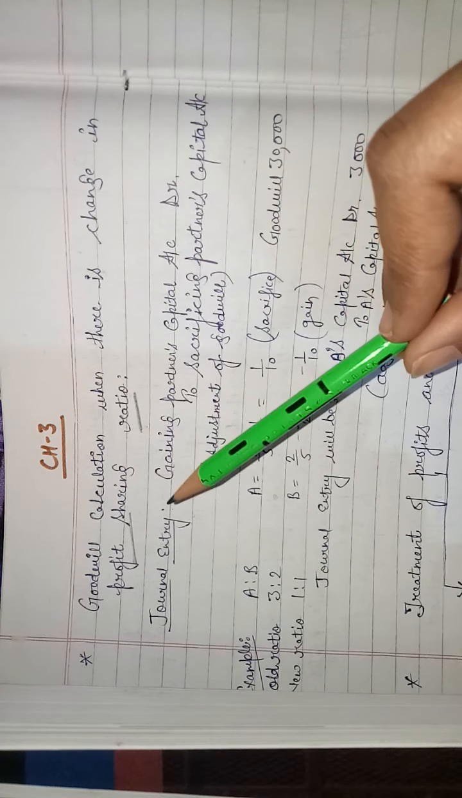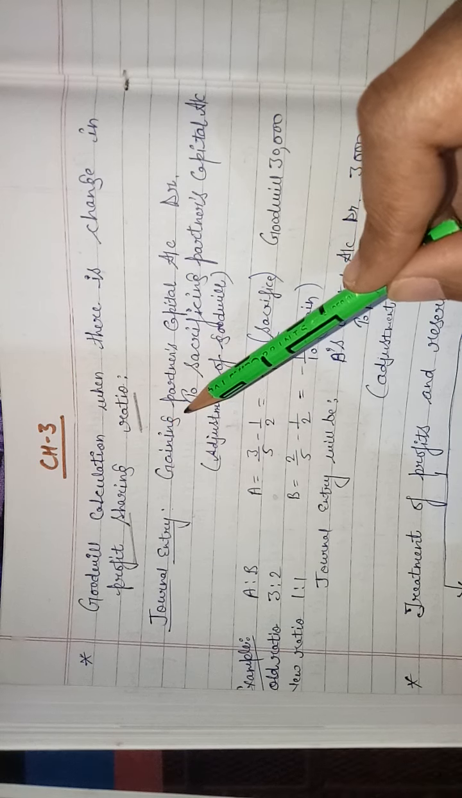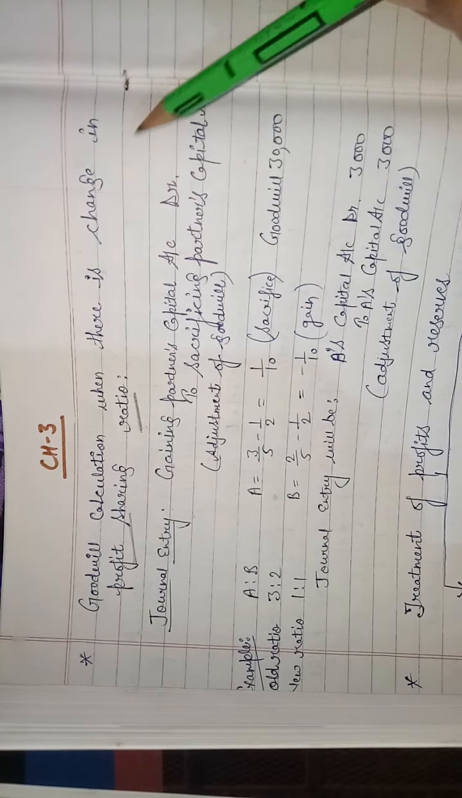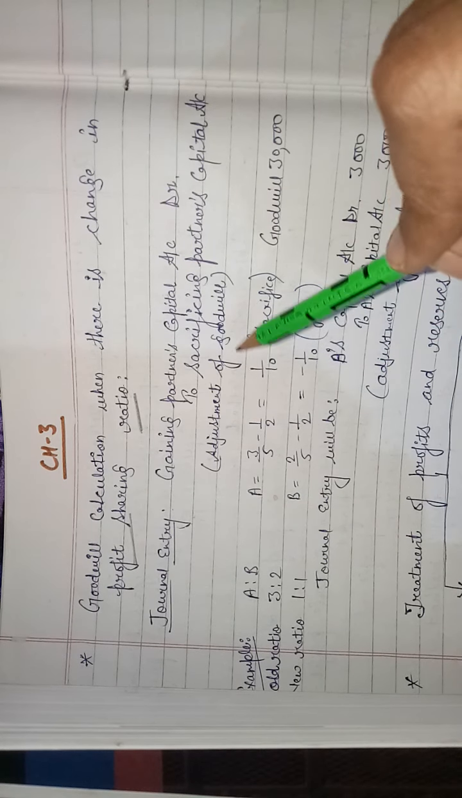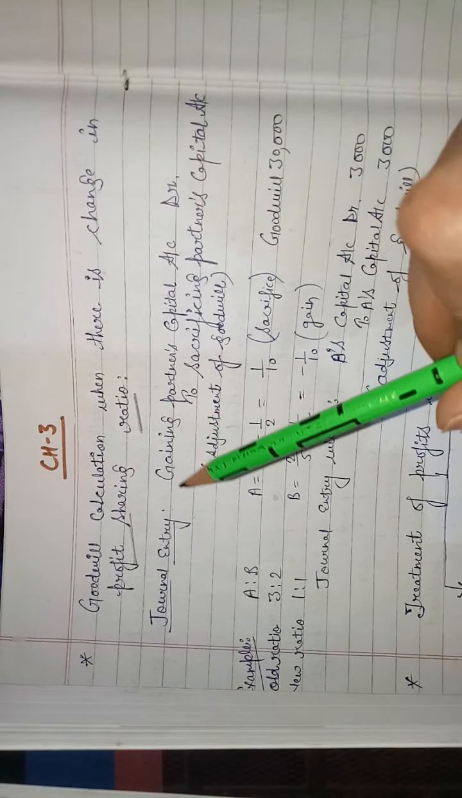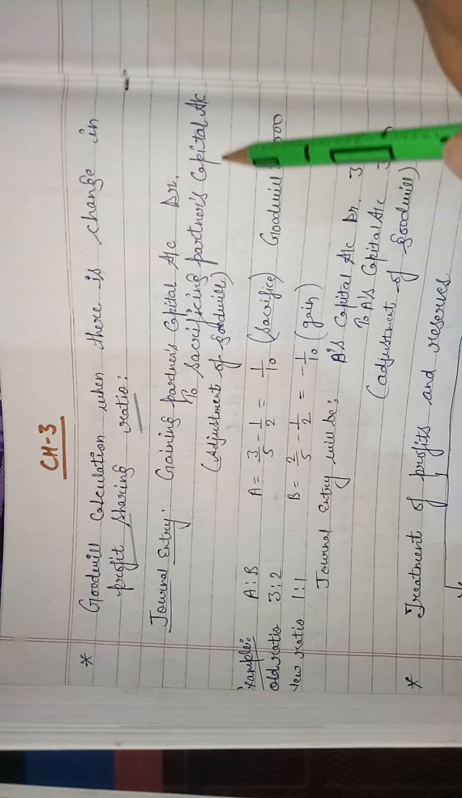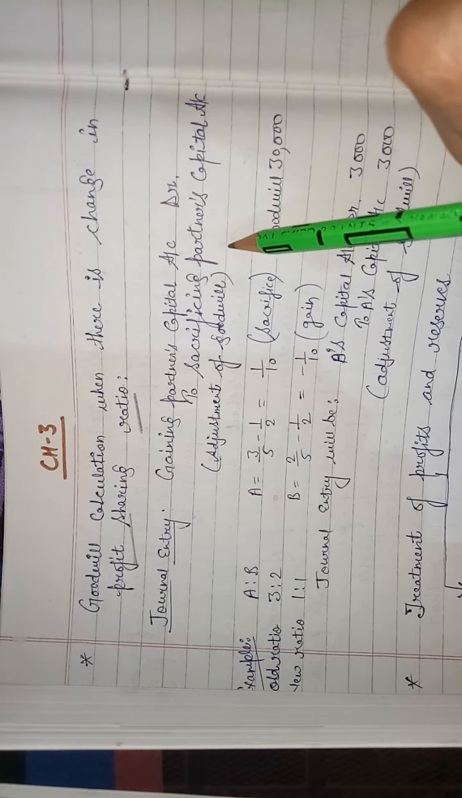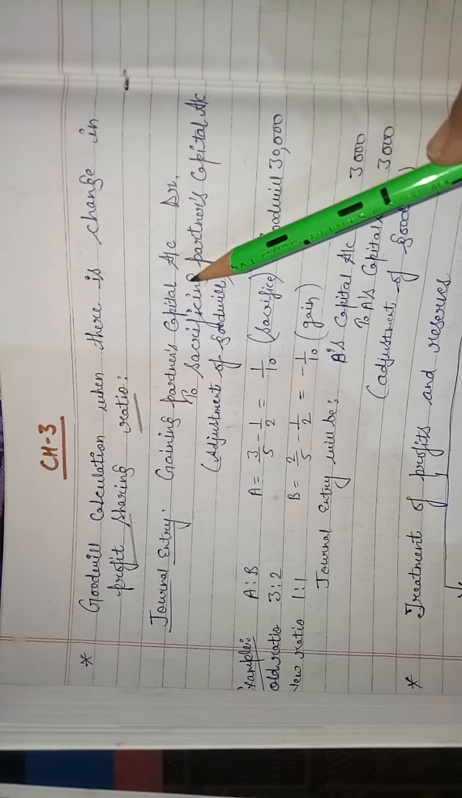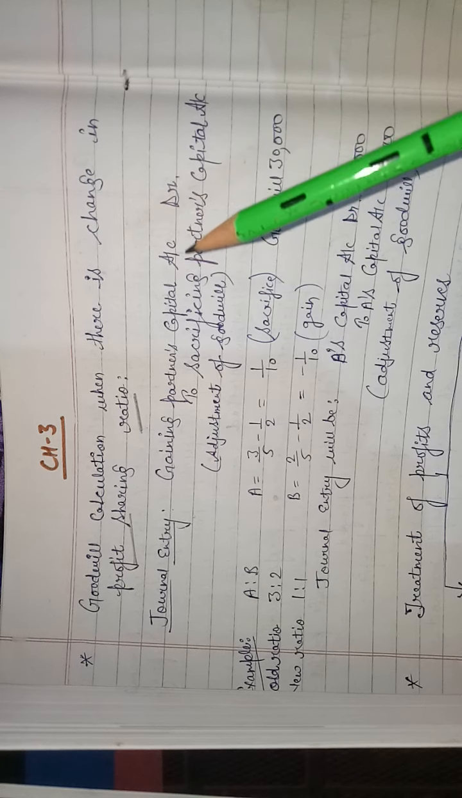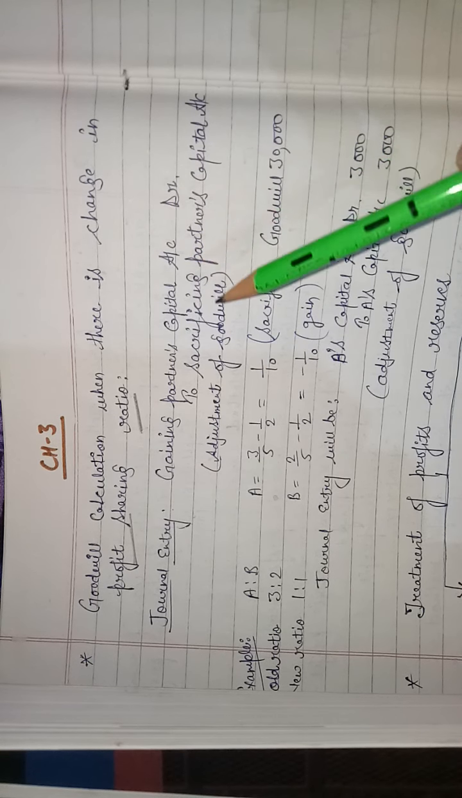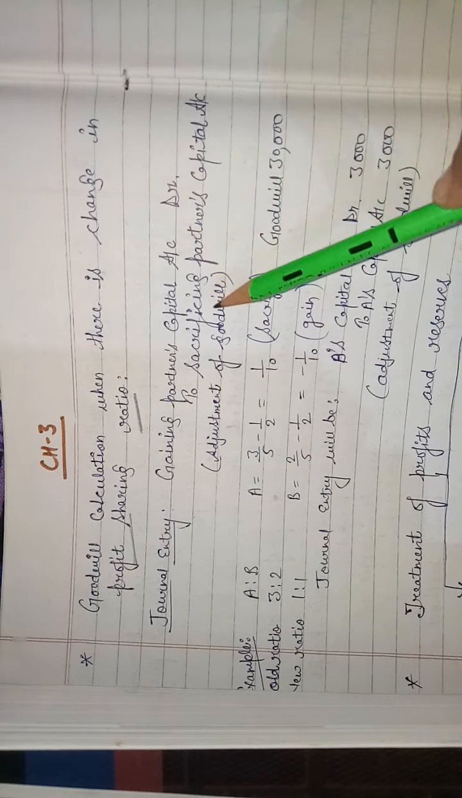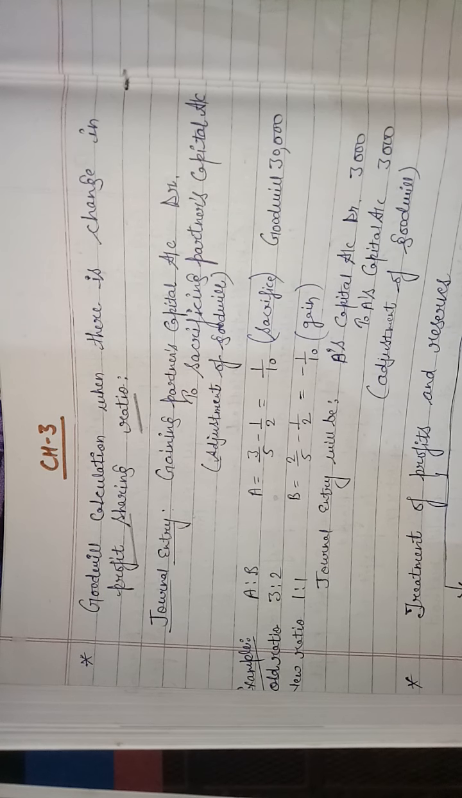For this we have to pass a journal entry, that is gaining partners capital account debit to sacrificing partners capital account. This is the adjustment of goodwill. Why this entry? Obviously, when partners are changing their ratio, one partner might be gaining and other partners might be sacrificing. So the journal entry is gaining partners capital account debit to sacrificing partners capital account.